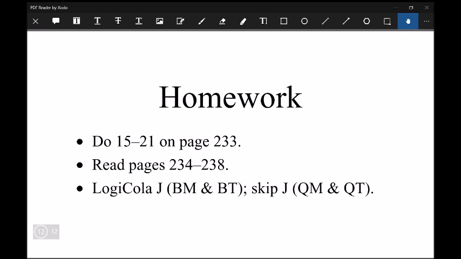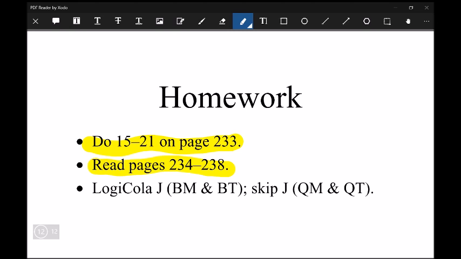Okay, that's enough for today. Homework for the next unit, do a few more translations on page 233, and just a few more. We'll go through them in class, and then read ahead. And this is about how to do proofs, and we'll see that they're kind of nifty. They involve possible worlds and all kinds of cool stuff like that.